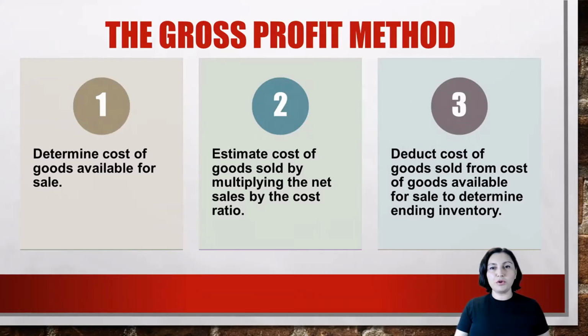When using the gross profit method, follow these three steps. First, determine the cost of goods available for sale. This can be done using accounting data. Second, estimate cost of goods sold by multiplying net sales by the cost ratio. The cost ratio is based on past history of the company. Third, deduct the cost of goods sold estimate from the cost of goods available for sale to determine ending inventory.